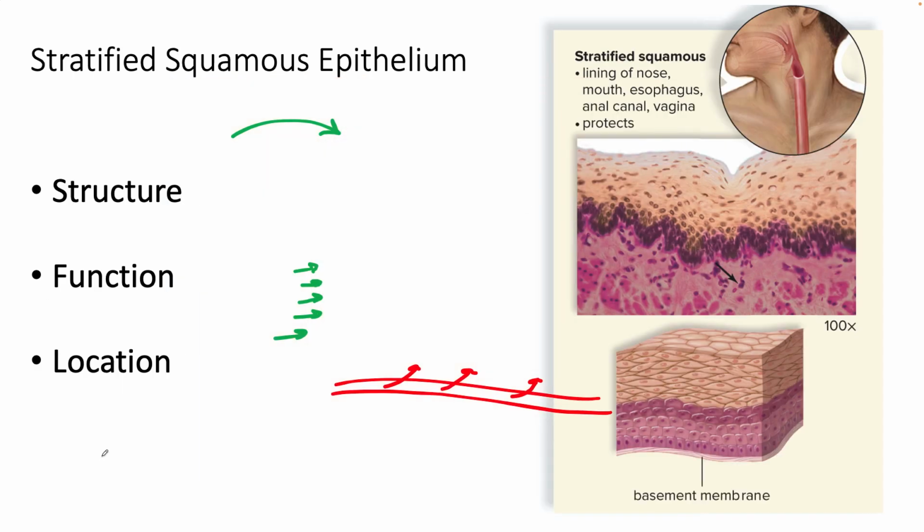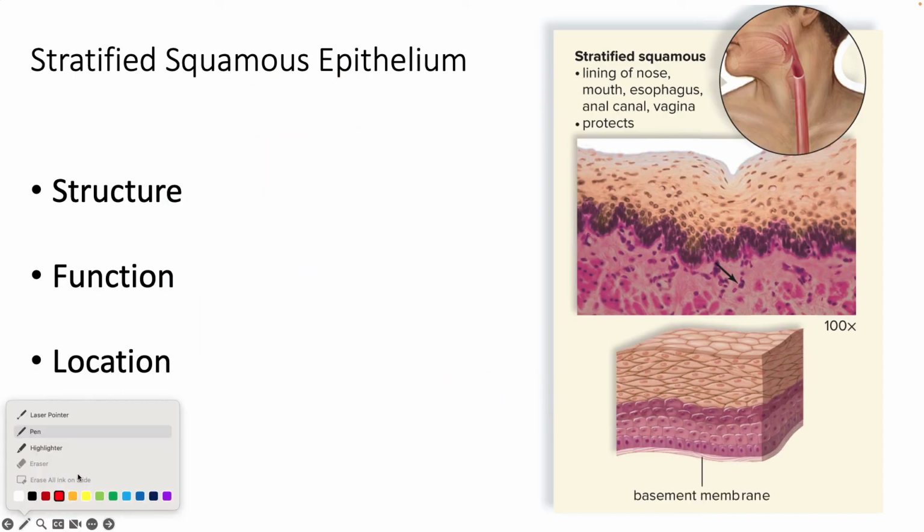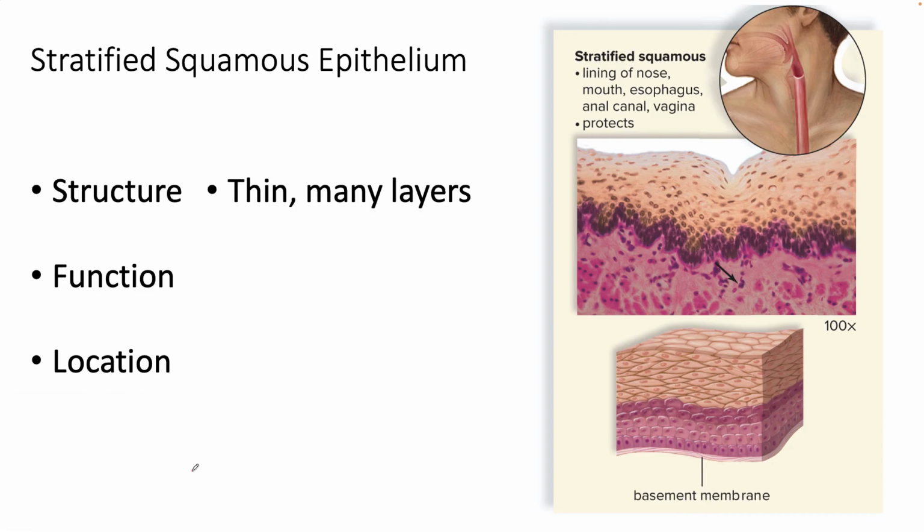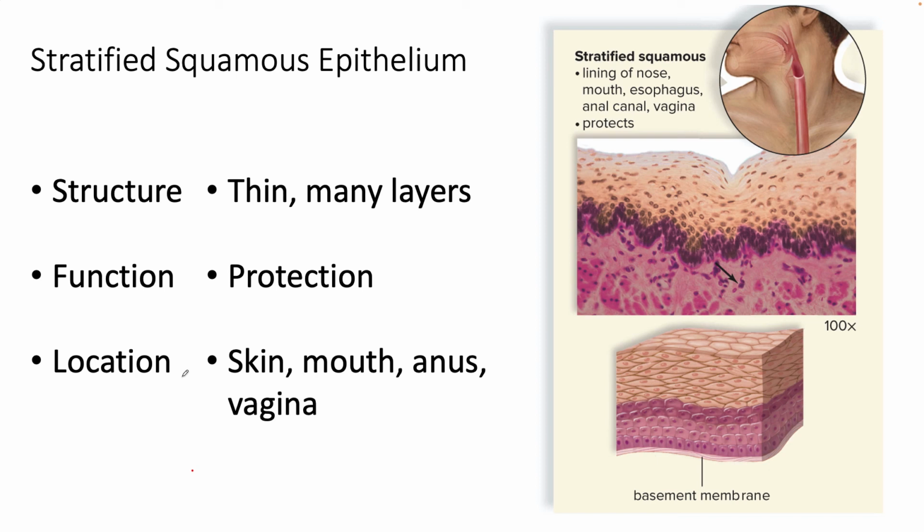So if we were to describe the structure here, the structure would be thin cells, but many, many layers. And the function here is going to be protection. You're going to have this in places where you can afford to lose a few layers, right? So the fact that there's many layers allows you to lose a few and not stress about it. And so where are you going to find this? In places where there's a lot of abrasion. Think places like the skin. So the covering of your body is made of stratified squamous epithelium.